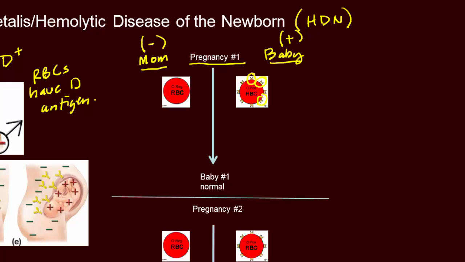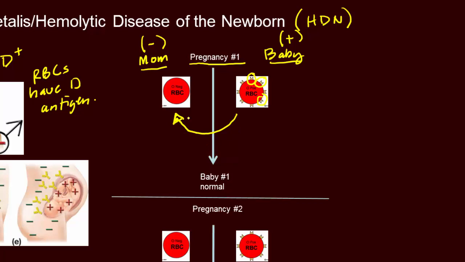Okay, so in order for this condition to occur, during the pregnancy and during the birth, the baby's red blood cells somehow get exposed to mom's immune system. They cross over and they get exposed to mom's immune system. When is this going to occur? This may occur during the birth.